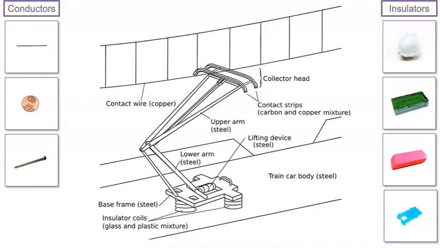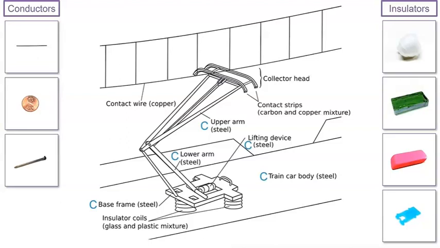Where do you think the conductors and insulators in the pantograph are? Let's write a C next to the parts of the pantograph that are conductors. And let's write an I next to the parts of the pantograph that are insulators. We already know the train car body is a conductor. Do you see any other parts that are made of steel? Point to them. The upper arm, the lifting device, the lower arm, and the base frame, right? Let's label all these parts with a C.